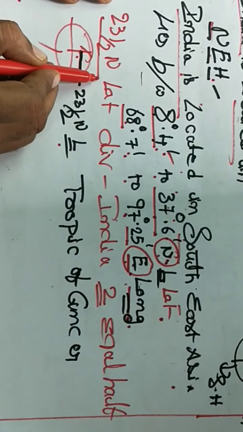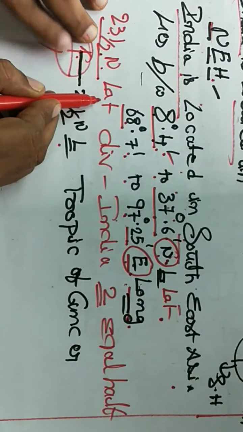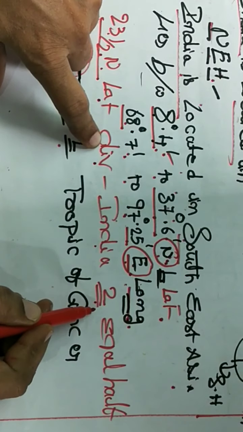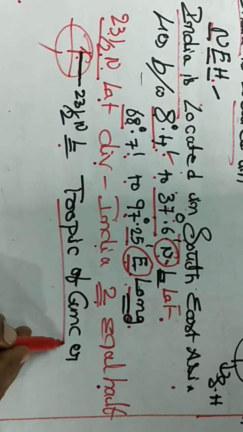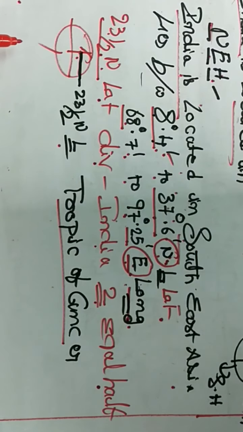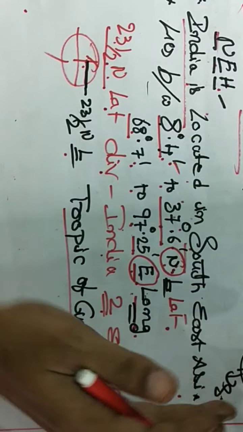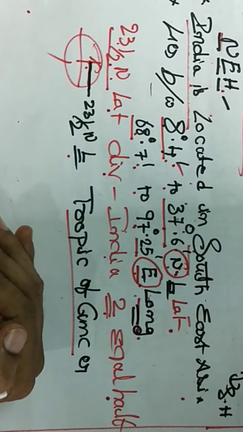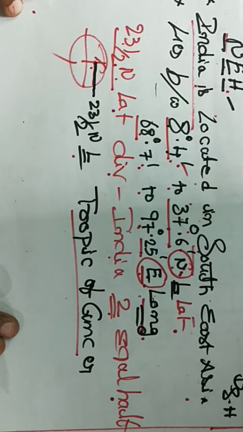The last point, 23½ north latitude, which is dividing India into two equal halves, that we are calling Tropic of Cancer. The Tropic of Cancer dividing the India into two equal halves. The north part is called North India, the southern part is called South India. This is the answer for the question.